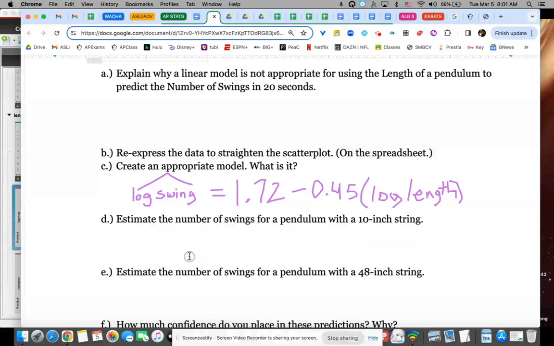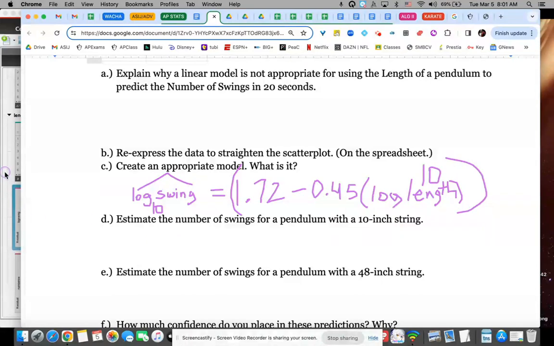So you'll see down here it says let's make a prediction, estimate the number of swings for a pendulum with a 10-inch string. So I'm going to do 10 in for length. That's true, but it's not just 10 times 0.45 now. I have to do the log of 10. Then I have to multiply by the 0.45, right, and get a number. And then 1.72 minus that. And then over here, remember, this is base 10 for the log. So I'm going to have to roll the log. If you remember from algebra 2, you have to take 10 to this whole power to equal the swing, which would be my solution.